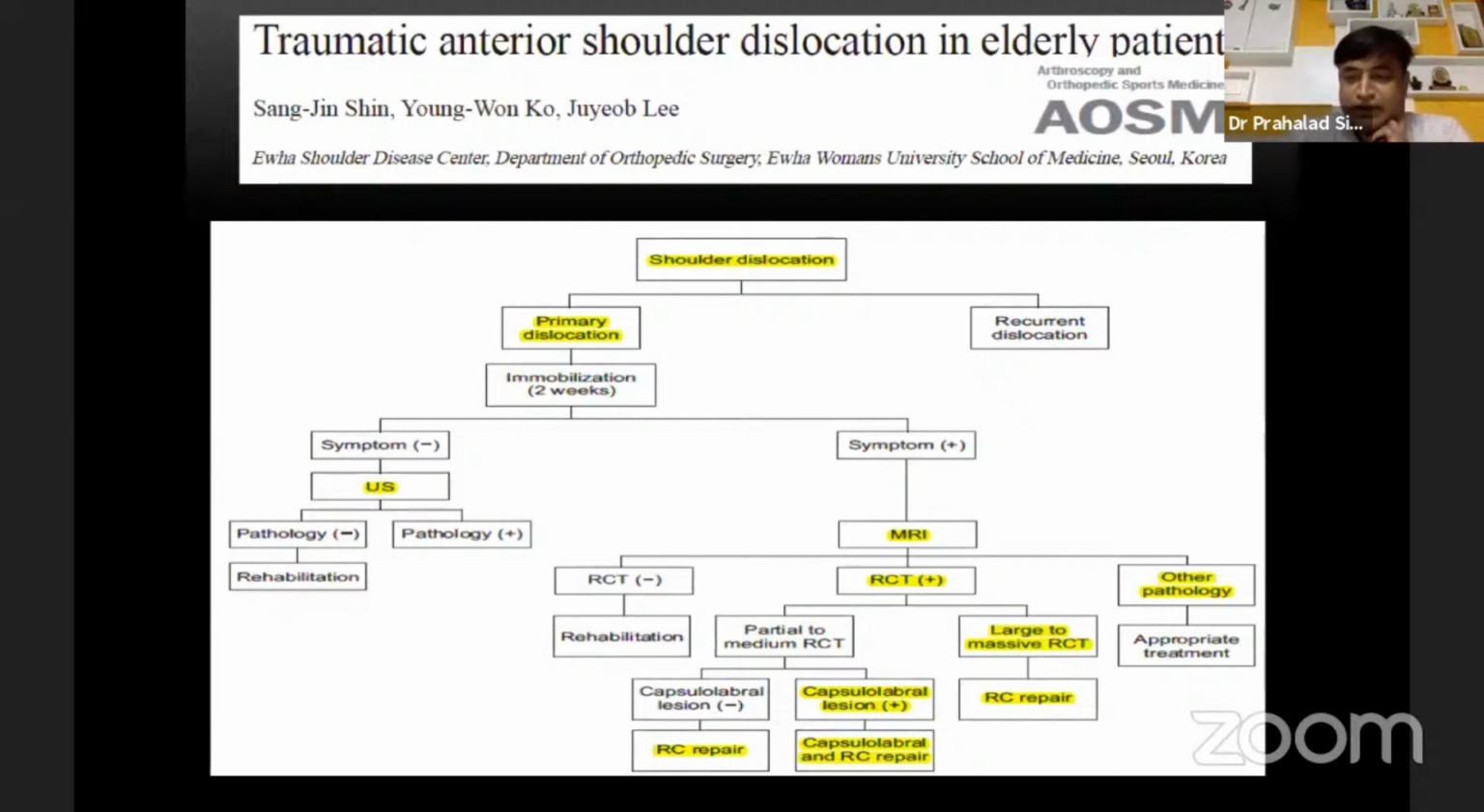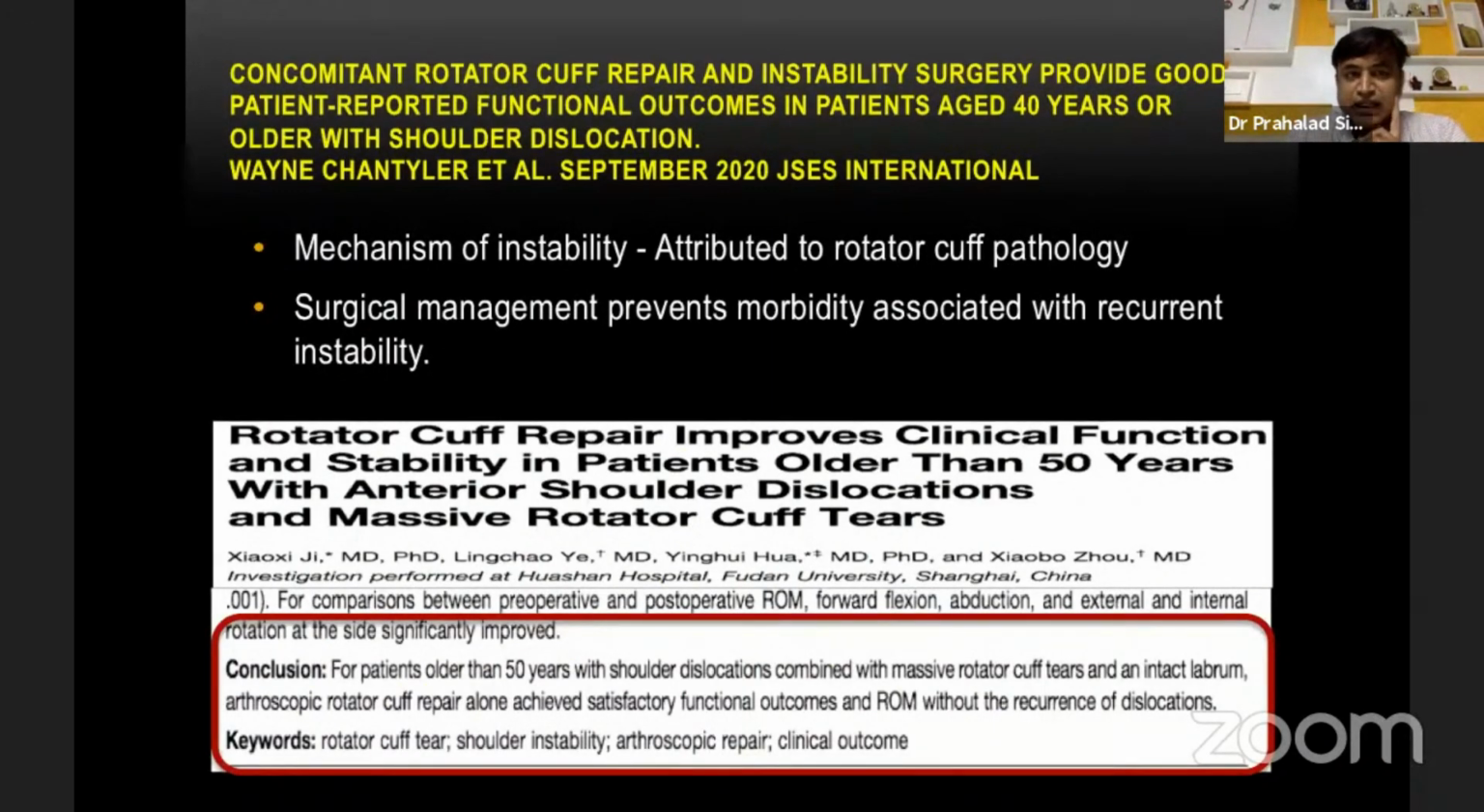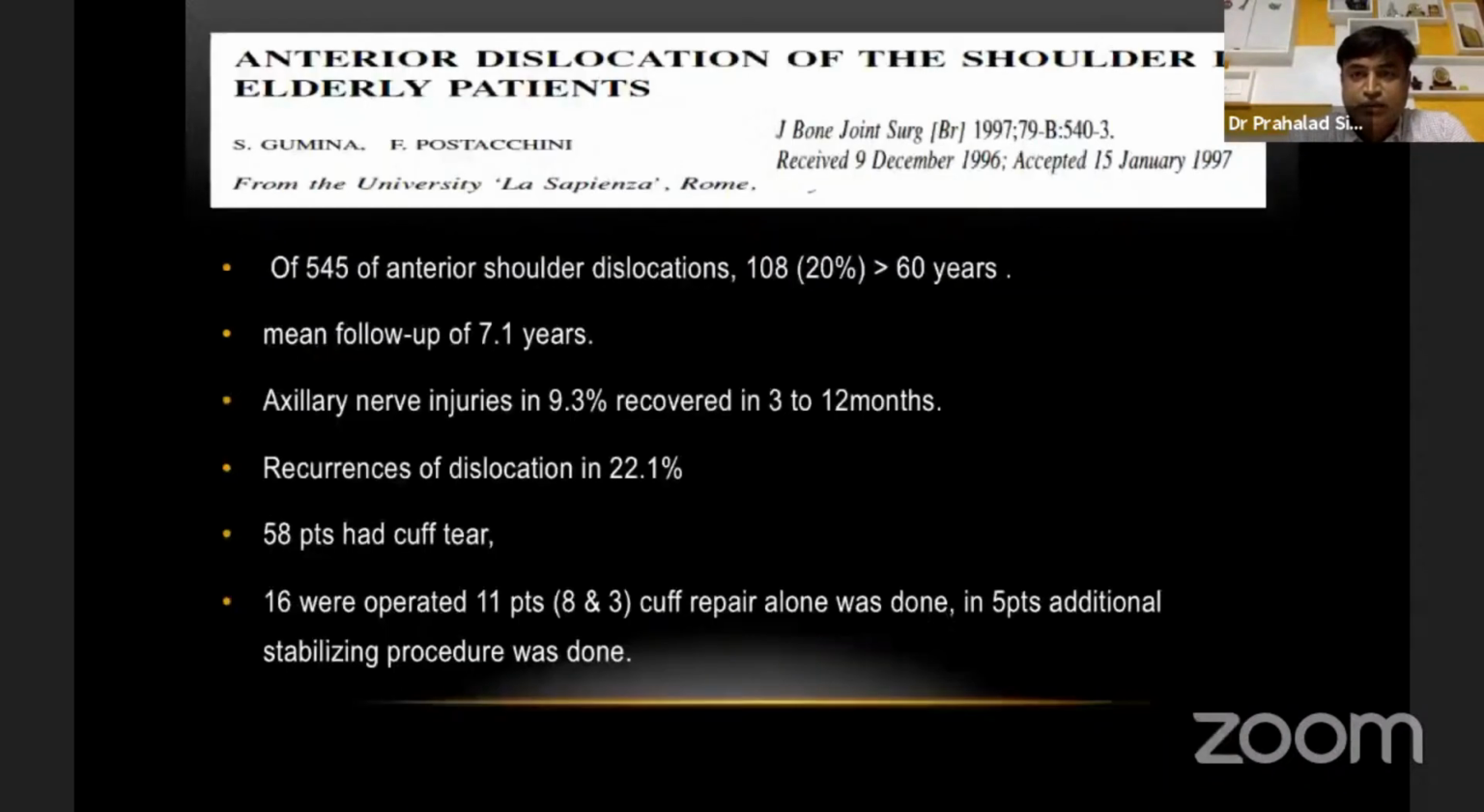Whenever there is a massive cuff tear, it is advised that you do a cuff repair alone. But in case of a small partial cuff tear, there is always an associated capsulolabral lesion. So here is a situation where you may have to deal with both structures, both pathologies. Early detection of these pathologies and timely intervention gives a satisfactory outcome. This paper in JCS again confirmed that the rotator cuff is the main pathological structure, and early surgical intervention prevents morbidity. Over the age of 50 years, these patients have a massive cuff tear, and early intervention again has an excellent outcome.